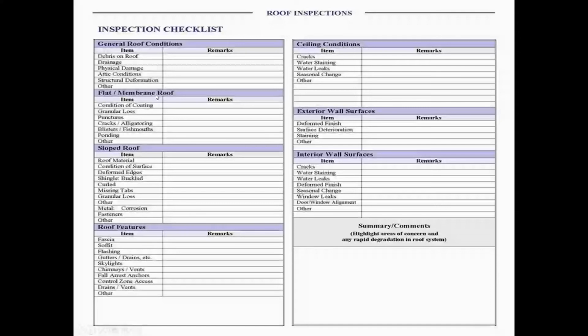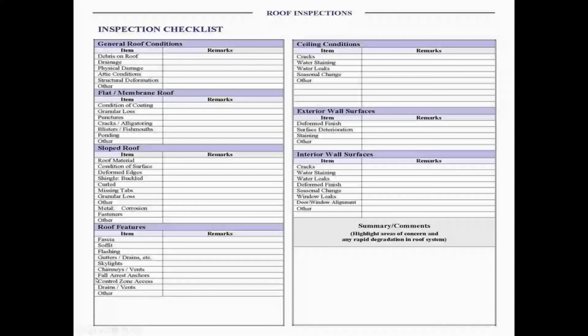Flat membrane roof. Okay, here we go. Condition of coating, granular loss, punctures, cracks, alligatoring, blisters, fish mouth, bonding. Okay. There we go. Sloped roof, roof material, condition of surface. So this is an insurance thing, I think. Deformed edges, shingles buckled, curling, missing tabs, granular loss, other metal. I don't spend much time writing this up. If it's that bad, it needs to be replaced, everybody. Roof features, fascia, soffit, gutters. This is part of my report. I have a boilerplate that these things are fine.